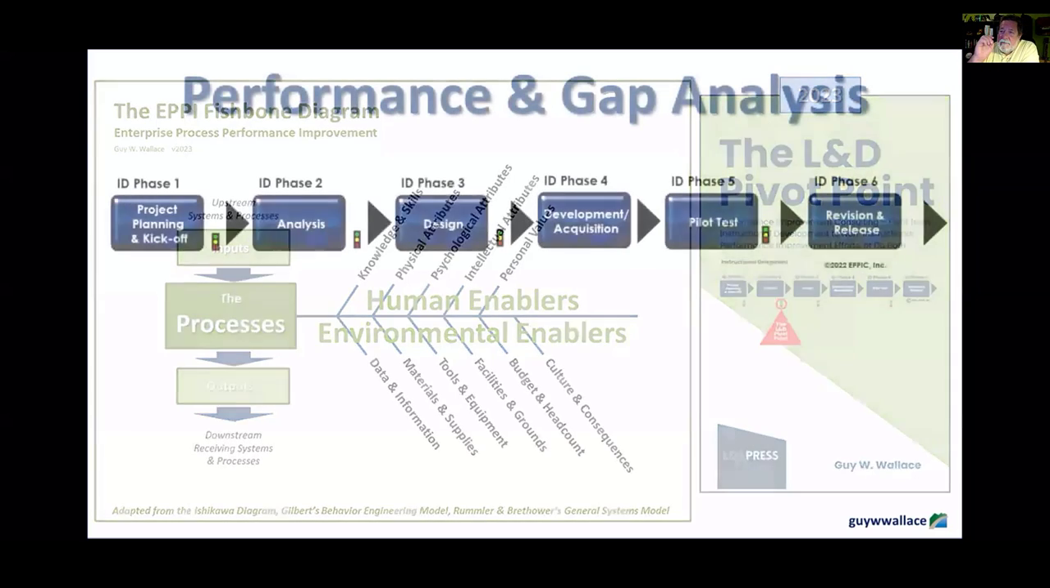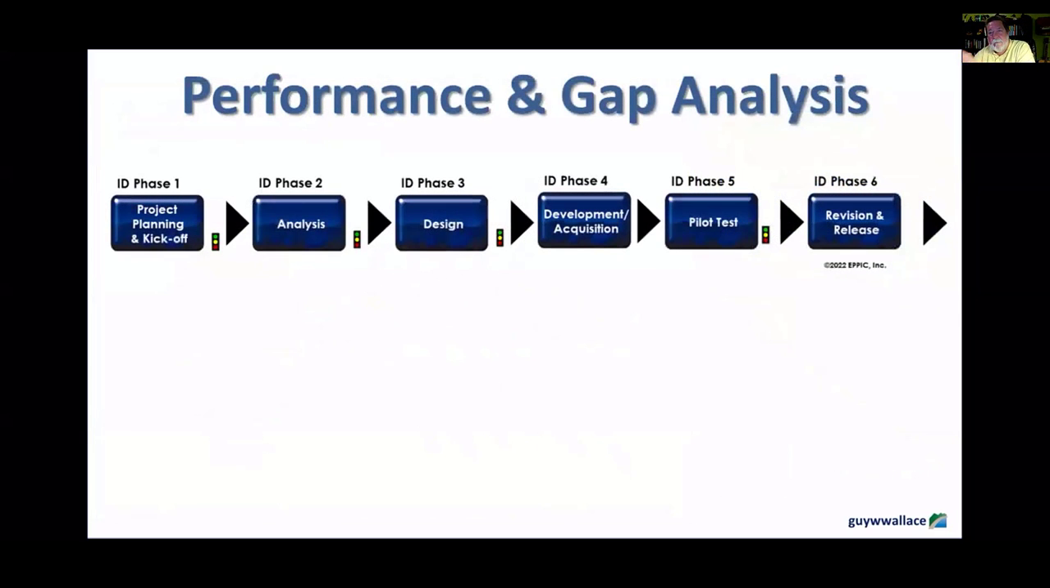So let me go on to this. This is my adaptation of the ADDIE model. It starts with project planning and kickoff, then goes into analysis, then design, then development or acquisition, because sometimes you develop things or you buy things: build or buy. And I've extracted pilot testing out of the development phase, where most people's models have all sorts of testing to make sure things are good before they release it to implement and evaluate in the traditional ADDIE model sense.